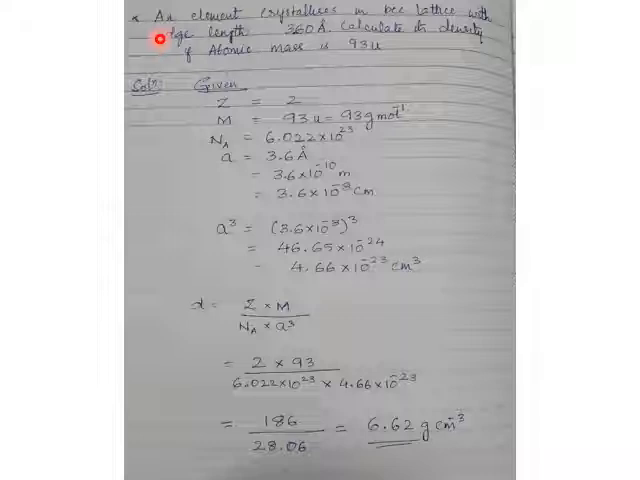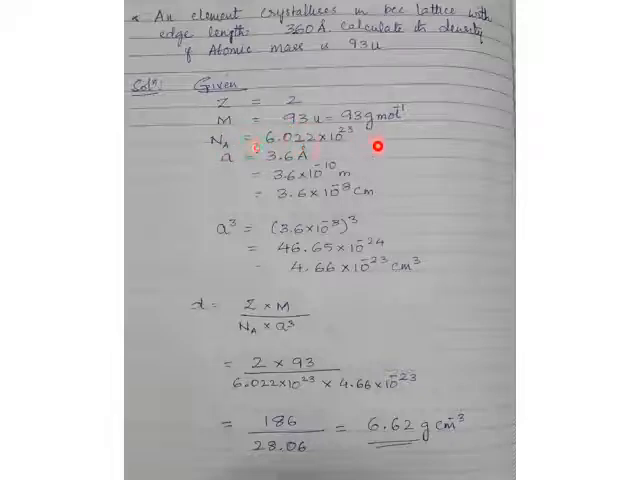Next question. An element crystallizes in BCC lattice with edge length 3.6 angstrom. Calculate its density if atomic mass is 93 unified mass units. Again, an element crystallizes in BCC lattice. When it is mentioned BCC, Z value is equal to 2. M value is given in the question, 93.